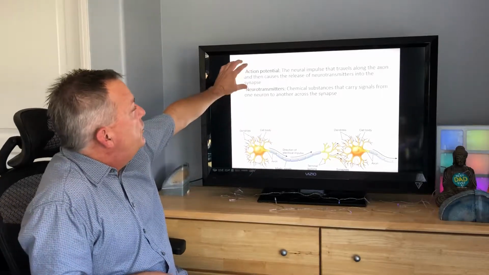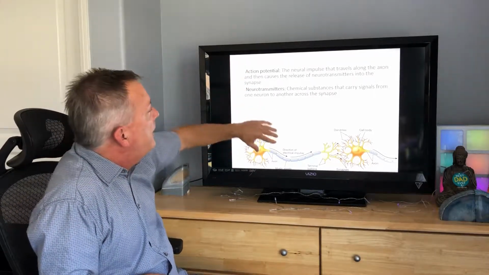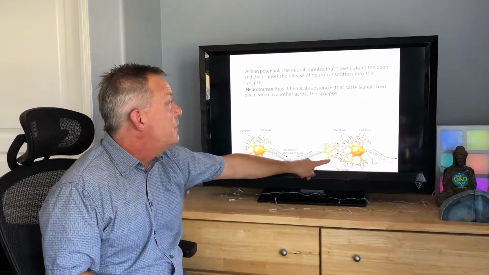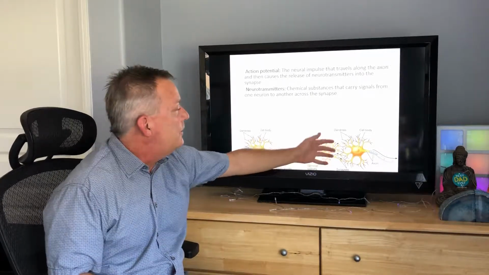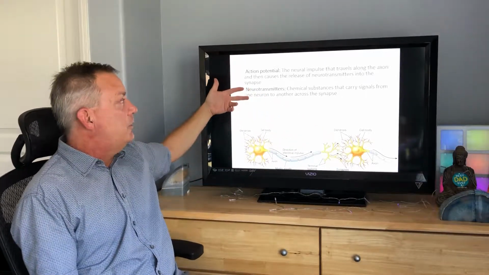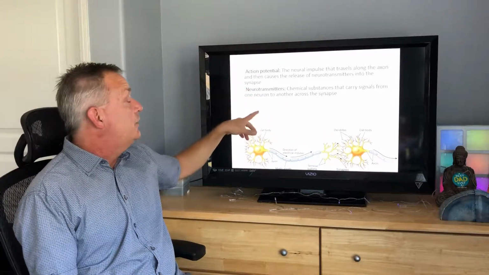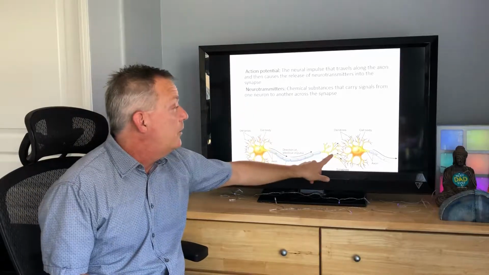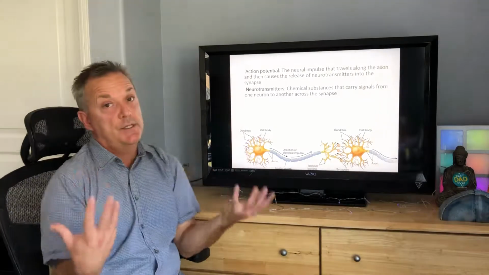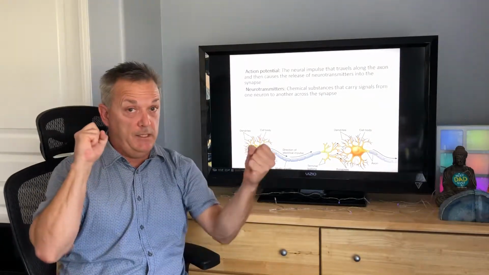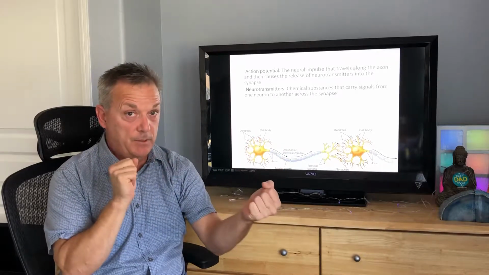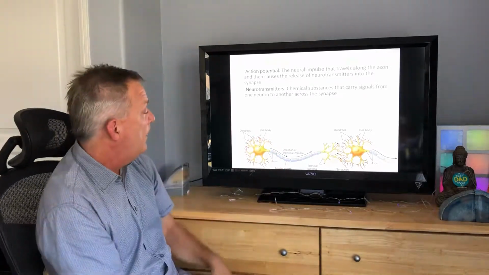Action potential is the neural impulse that travels along the axon and then causes the release of neurotransmitters from these terminal buttons into the synapse. The neurotransmitters are the chemical substances that carry signals from one neuron to another across the synapse. Okay, so that's basically a summary of how your brain is processing information right now, or a thought, or a memory, or something like that, whatever you want to call it.